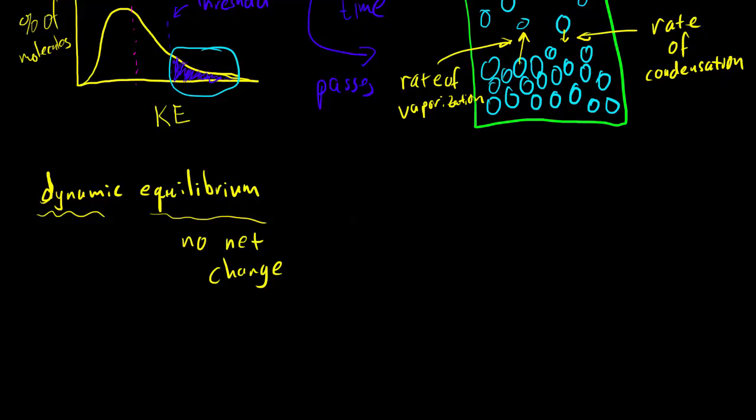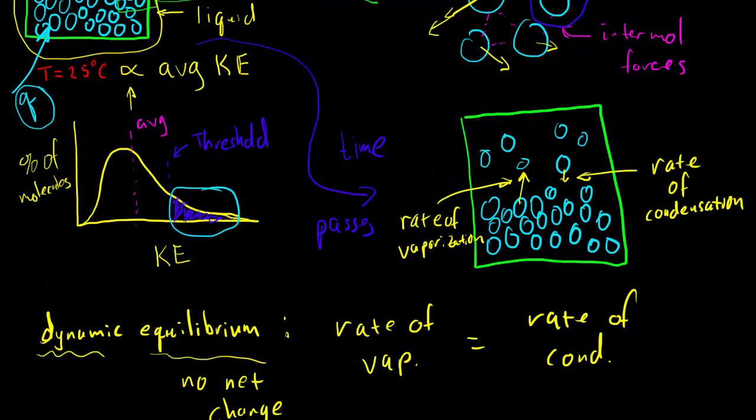So we reach this condition of dynamic equilibrium when the rate of vaporization, I'll just say rate of VAP, is equal to the rate of condensation. I'll just write COND as my abbreviation there. Okay, so when those rates are equal, we are in this condition of dynamic equilibrium, and there's going to be no net change. Now let's go back and think about what's going on in this gas phase.